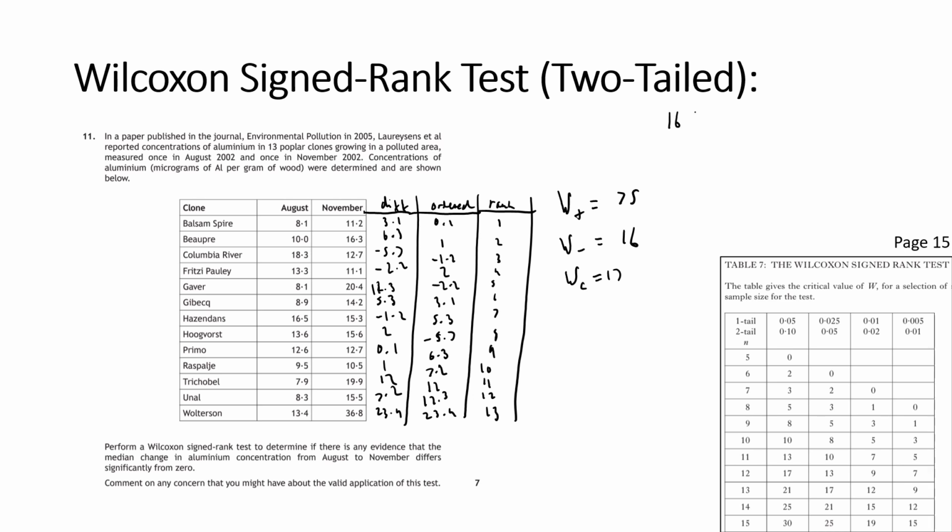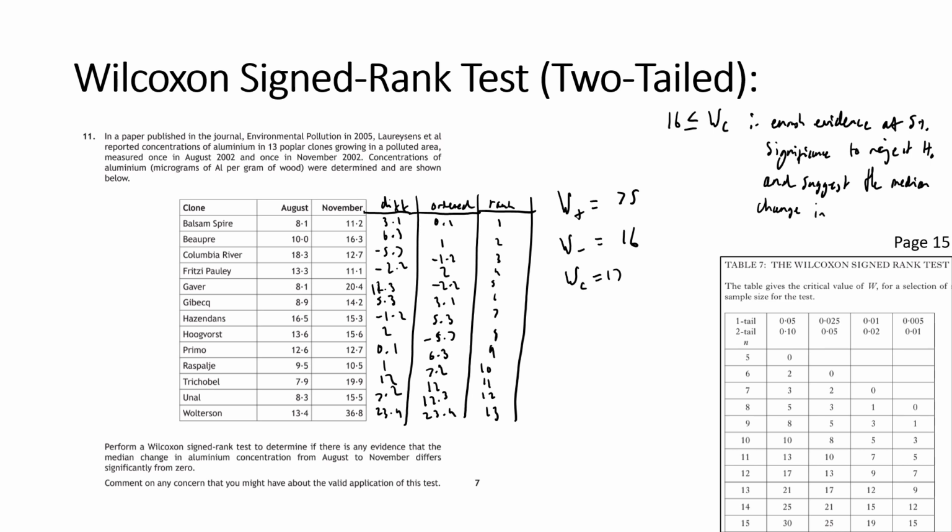Since 16 is smaller or equal to the critical value, therefore enough evidence at 5% significance to reject H naught and suggest the median change in aluminium concentration from August to November differs significantly from 0.